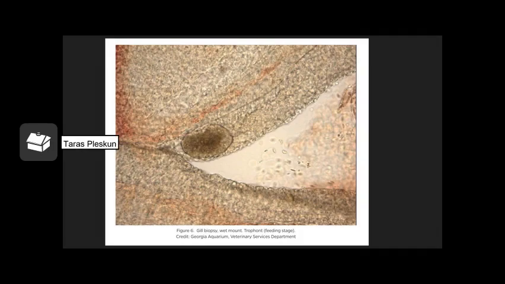Here's a histology slide from the Georgia Aquarium, gill biopsy. You can see the feeding stage of the ciliate as it's burrowing into this gill tissue and extracting blood and other vital fluids, inducing all kinds of stress. The nefarious.